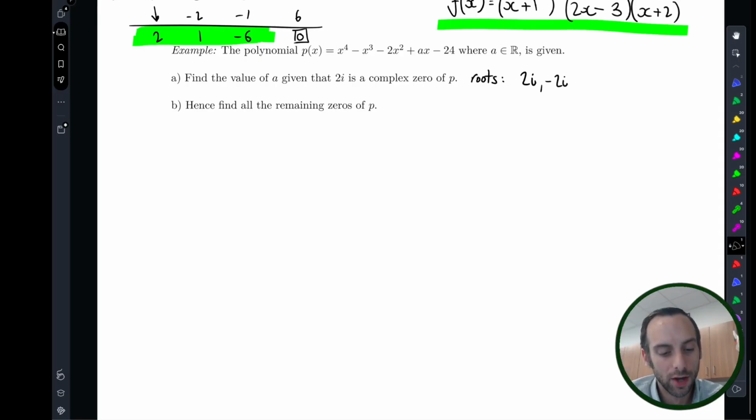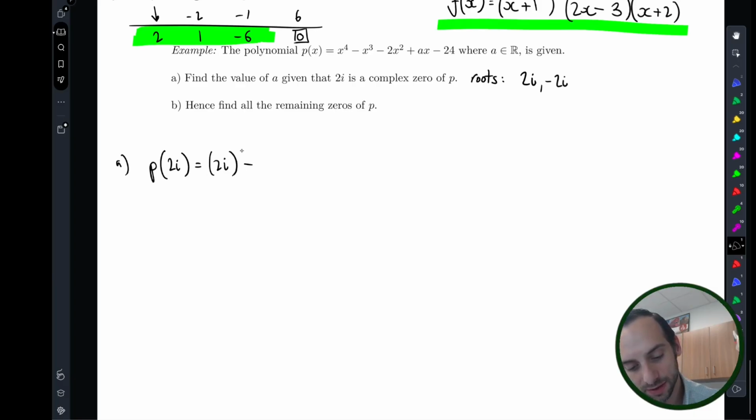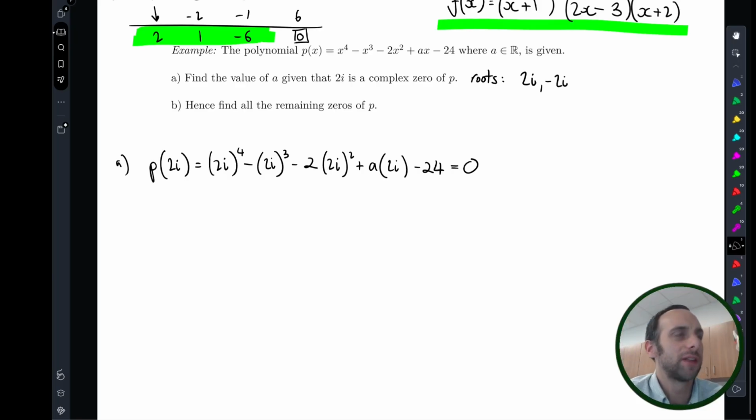Okay? We're asked to find the value of a. We could go through all the synthetic division here. That's a little long. If we could just make the connection that when we substitute this 2i, the root we were given, we should get out a 0. So I believe if we just substitute this in and do a little bit of algebra with imaginary numbers, we should get a solvable equation that we can work with here.